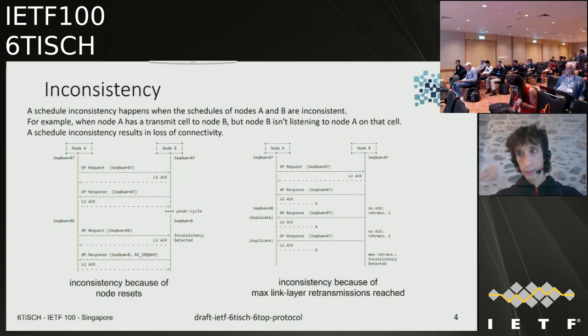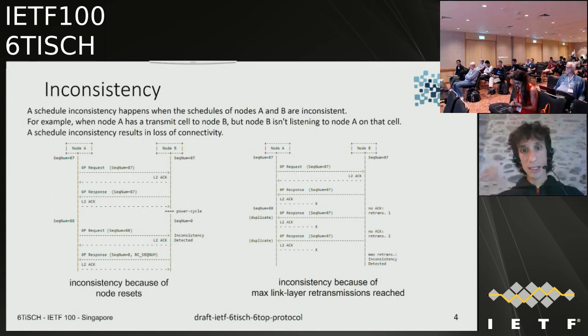Yeah, so then we tried to clarify inconsistency handling. Previously, we had in the header a counter, we called it generation, but then in the last IETF, we had extensive discussions on whether that field is needed or not. And at the end, we decided to just remove that field and go with the sequence number, with the sequence number being able to identify when there's an inconsistency. To be clear, an inconsistency is when the cells in the schedule of two nodes, A and B, are not consistent. That is, one cell is allocated on one side, but maybe on the other, for some reason, it is not allocated. And this can cause problems such as losing connectivity between two nodes.